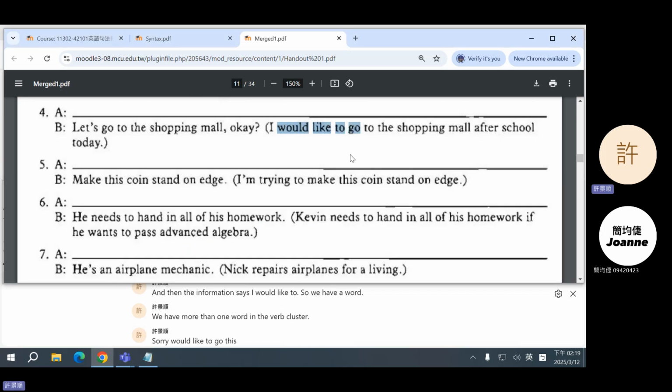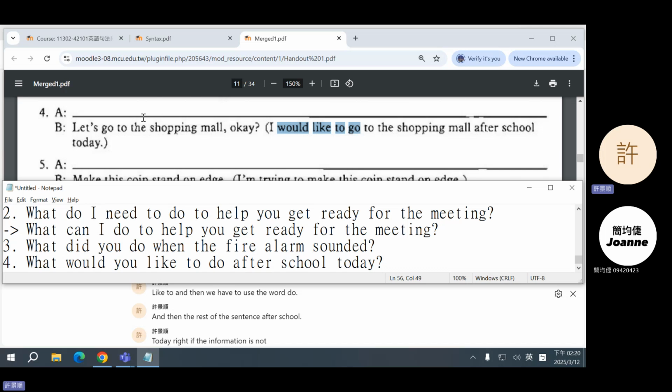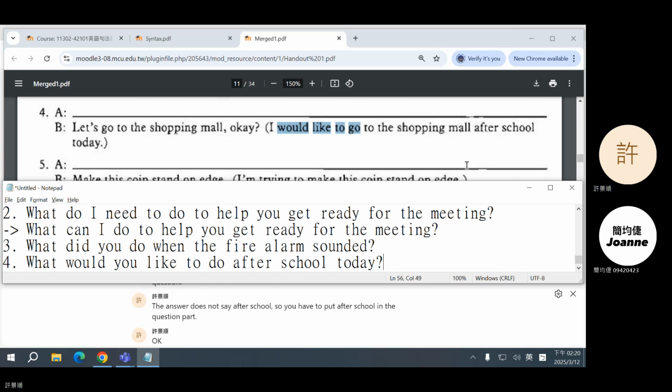This is the verb cluster. So that we move the first one to the front. So this is would. I becomes you. Like to, and then we have to use the word do. And then the rest of the sentence. After school today. Right? If the information is not in the answer, it should be in the question. The answer does not say after school, so you have to put after school in the question part.